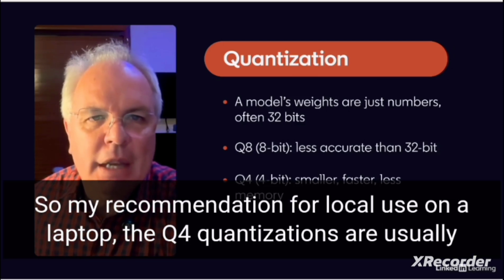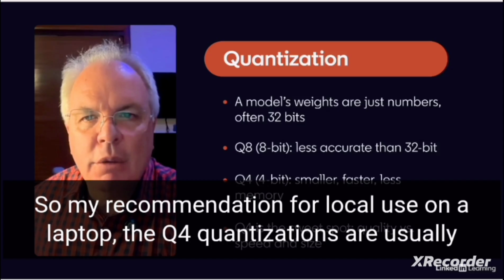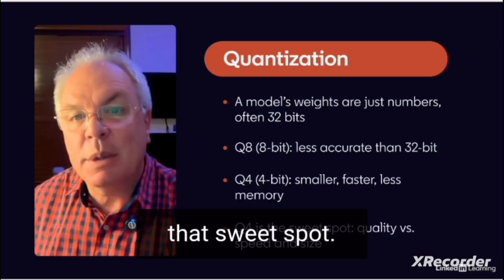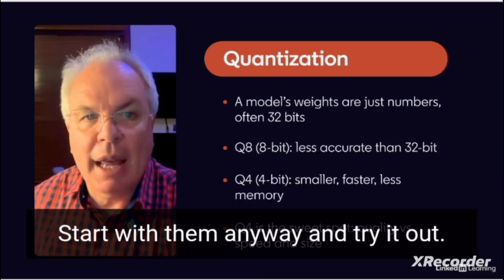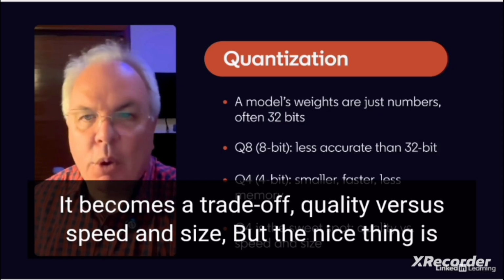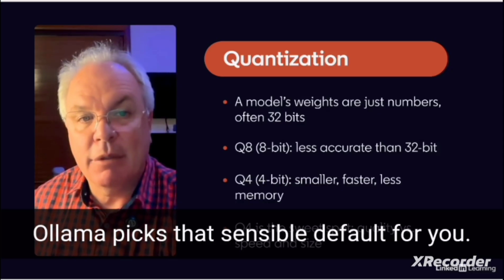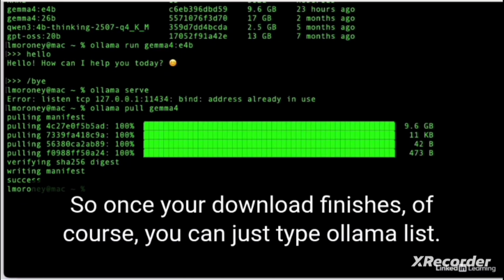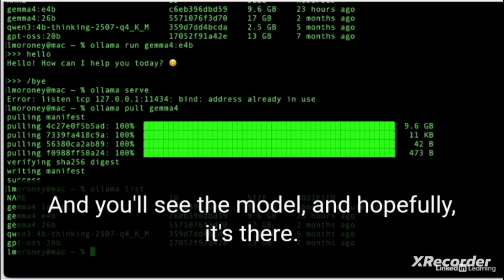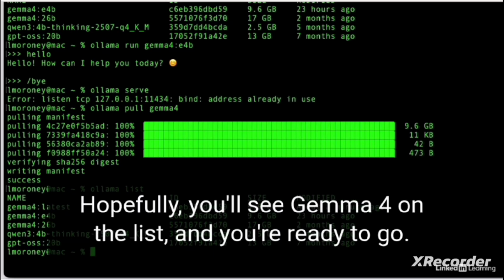So my recommendation for local use on a laptop is that the Q4 quantizations are usually that sweet spot. Start with them anyway and try it out. It becomes a trade-off of quality versus speed and size, but the nice thing is Ollama picks that sensible default for you. So once your download finishes, you can just type ollama list, and you'll see the model. Hopefully you'll see Gemma 4 on the list and you're ready to go.